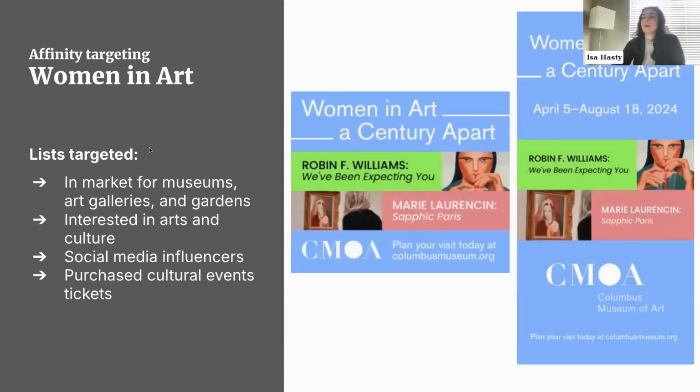So this is from the Columbus Museum of Art. We saw them earlier. So this customer targeted a few different lists for the Women in Art exhibit that they had this past year. So some of the groups that she targeted for this using affinity targeting were in market, or people who were in market or showing interest in museums, art galleries, and gardens. People who were interested in arts and culture, social media influencers, and people who had purchased cultural events tickets.